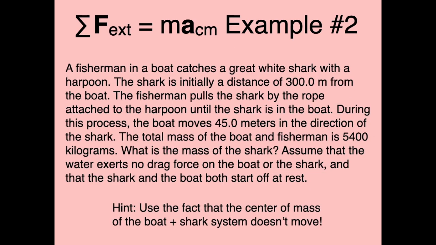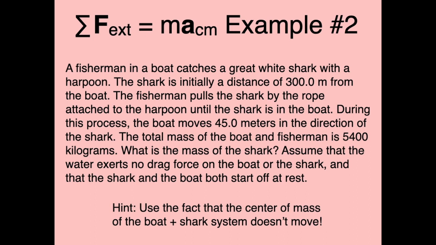All right, so here's another example. We have a fisherman in a boat that catches a great white shark with a harpoon. The shark is initially a distance of 300 meters from the boat. The fisherman pulls the shark by the rope attached to the harpoon until the shark is into the boat. During this process, the boat moves 45 meters in the direction of the shark. The total mass of the boat and the fisherman is 5,400 kilograms. What is the mass of the shark?